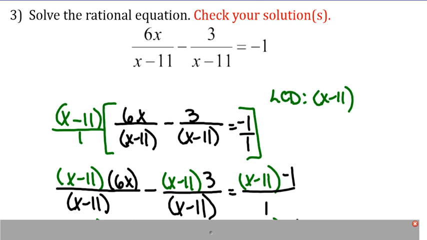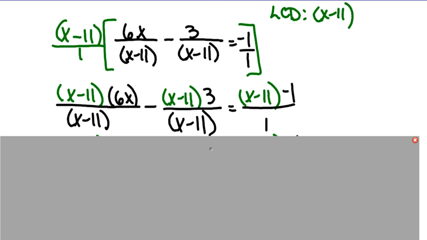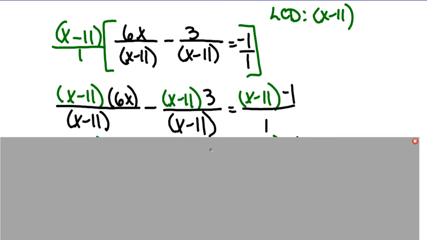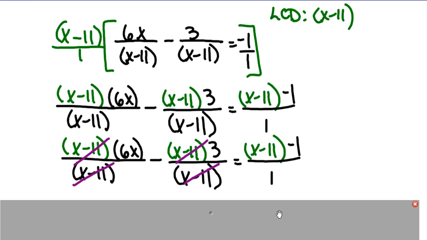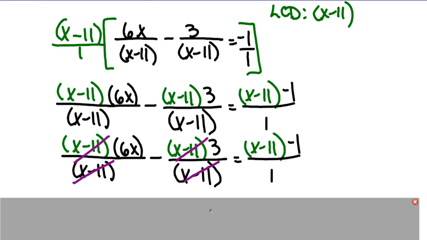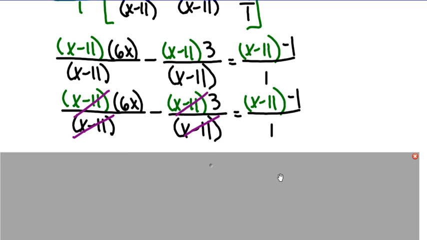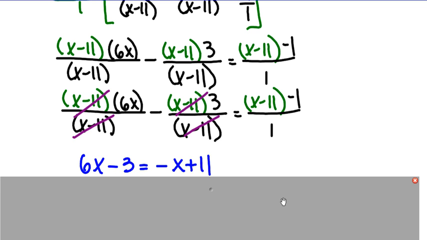And at this point, we're looking to see what we can simplify from each piece of our rational equation. Well, we've got a common factor here of x minus 11 that would divide out, a common factor here of x minus 11 that would divide out, and 1 divided by 1 that would divide out. So let's see, we have 6x minus 3 equaling negative 1 times x minus 11. That would be a negative x plus 11.